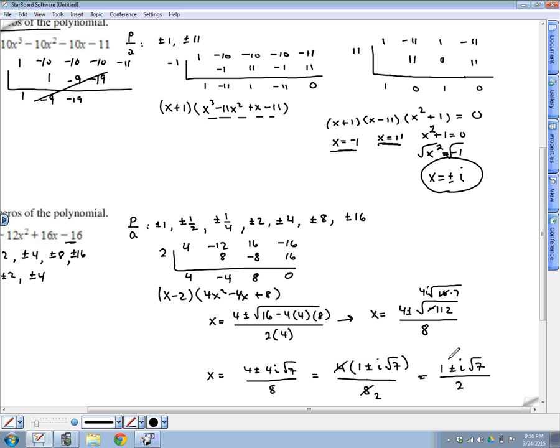So that counts as 2 zeros. We have the zero x equals positive 2, and x equals 1 plus or minus i square root of 7, all over 2. Those are the 3 zeros.